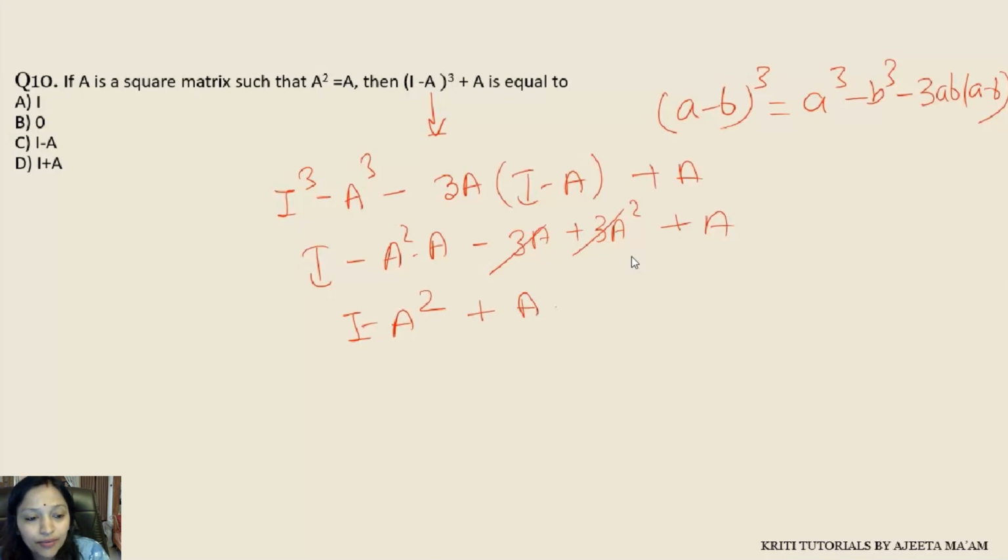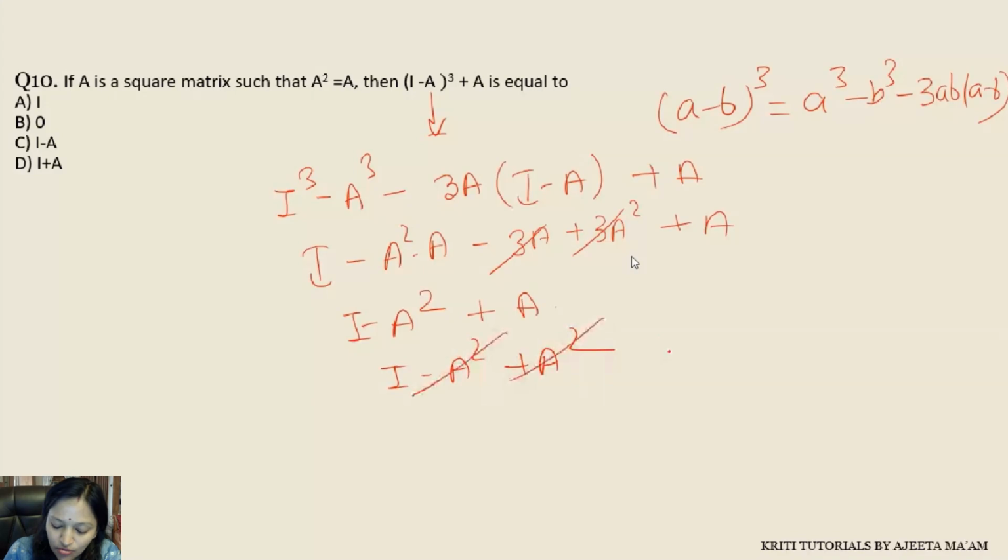Yes. Anyone? What can we do? A square is A. I minus A whole cube. What will you get? Plus A is equal to what? Yes. A को हम क्या लिखेंगे अब? A square. Very good.